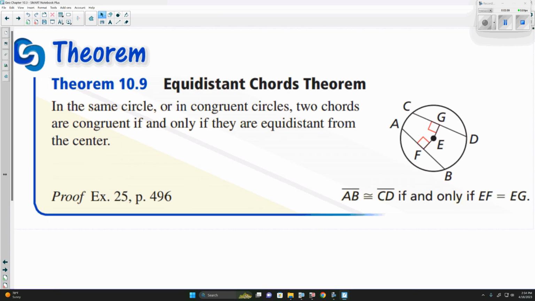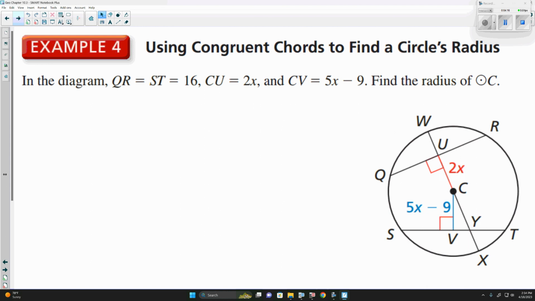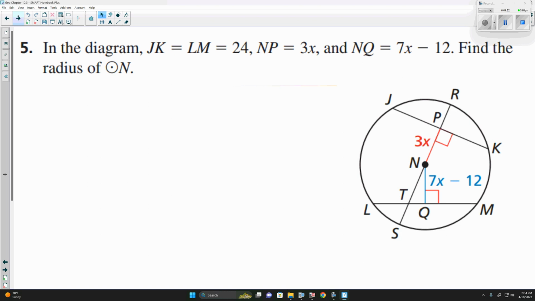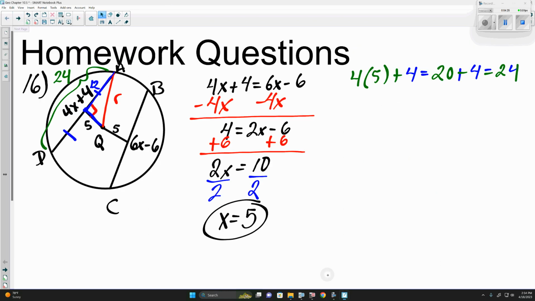Because in the same circle, or in congruent circles, two chords are congruent if and only if they are equidistant from the center. So this theorem that we had from 10.3. Now it does work out that this here is going to be the midpoint, cutting those two in half. This is how we're actually able to find this here. Now, it tells us that this length is 12, this one's 5. We just need to find R.